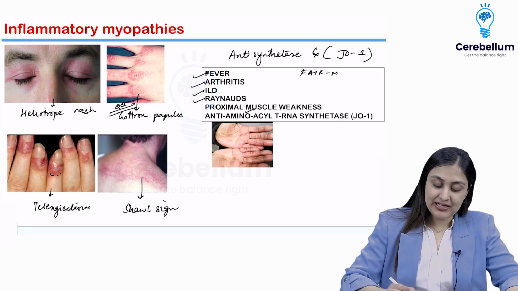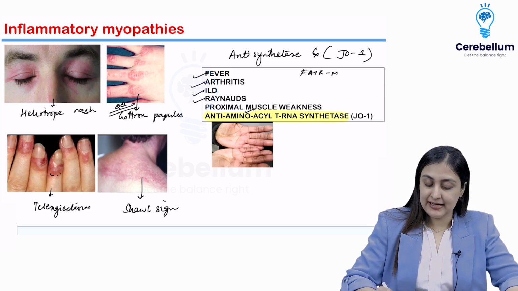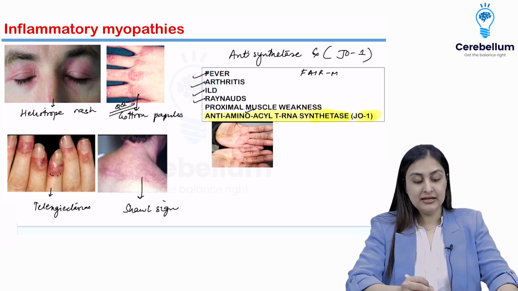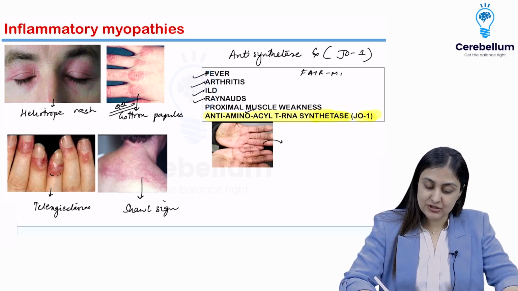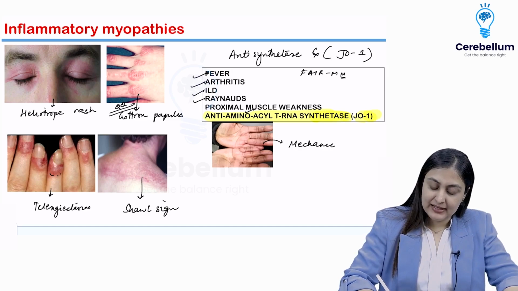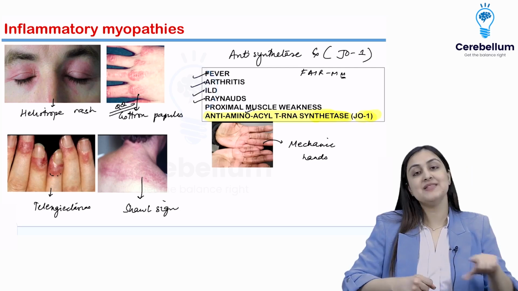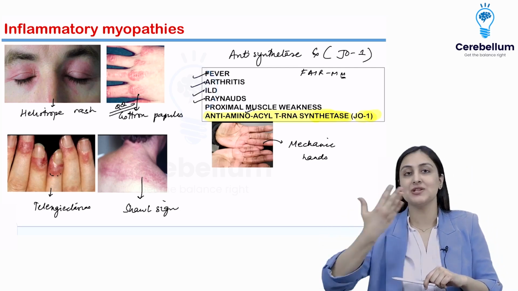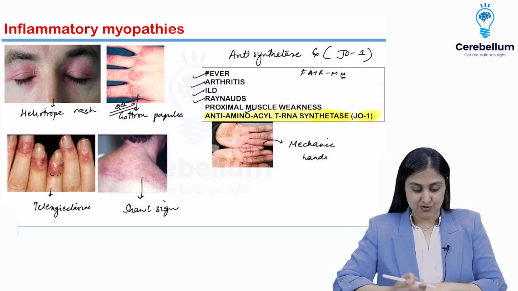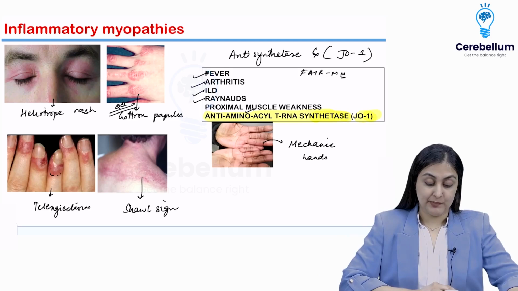And the antibody is anti-aminoacyl tRNA synthetase or Jo1. So basically synthetase or Jo1. And this finding here is actually MM. The other finding is M for mechanic hands. Alright, so mechanic hands is what you see. Previously this was classed as dermatomyositis, now this is anti-synthetase syndrome. Alright, so this is about myopathies.